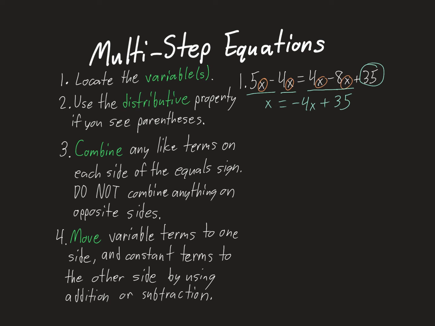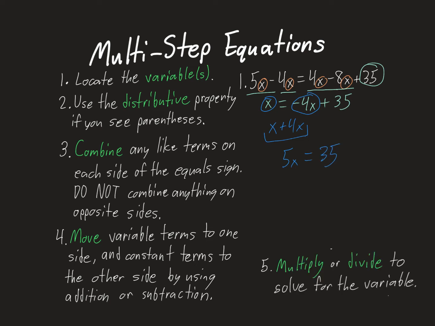Now, we will move all the variable terms to one side and the constant terms to the other side by using addition or subtraction. In this case, since x is already by itself on the left, we're going to take the negative 4x and also move it to the left. When we move it, we need to do the opposite operation. So instead of minus 4x, we're going to have x plus 4x, which gives us a total of 5x on the left equals 35 on the right.